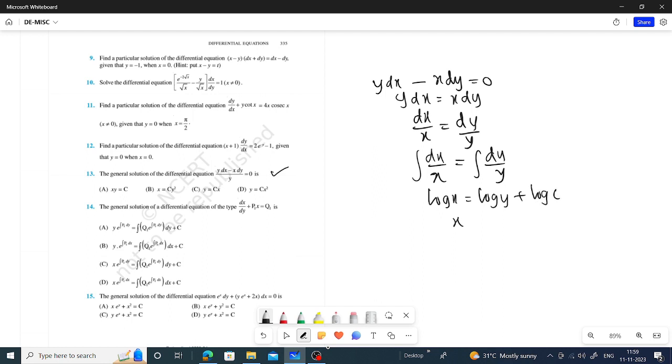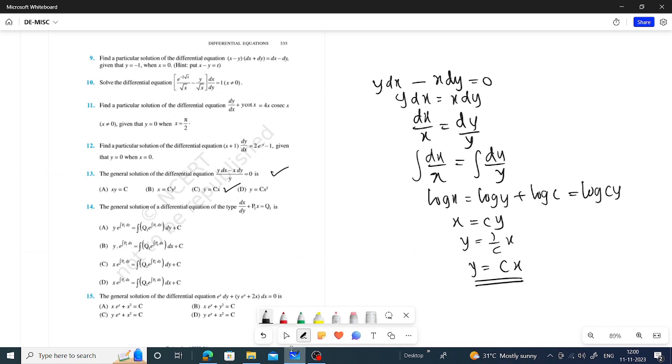We write in this way. So log x is equal to log cy, which means x is equal to cy. Now x is equal to cy is the solution, or y is equal to cx. So the option C is correct. Actually it is x is equal to cy or y is equal to 1 by c x, y is equal to a constant into x. That is how we got this solution.